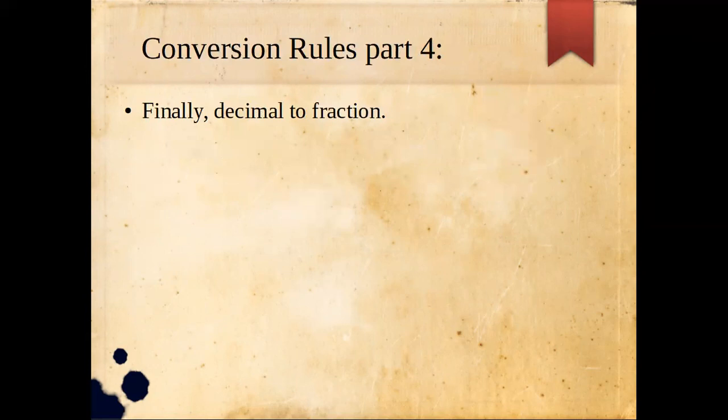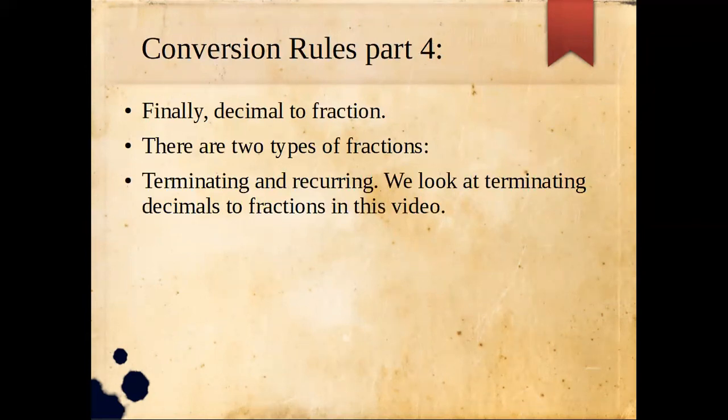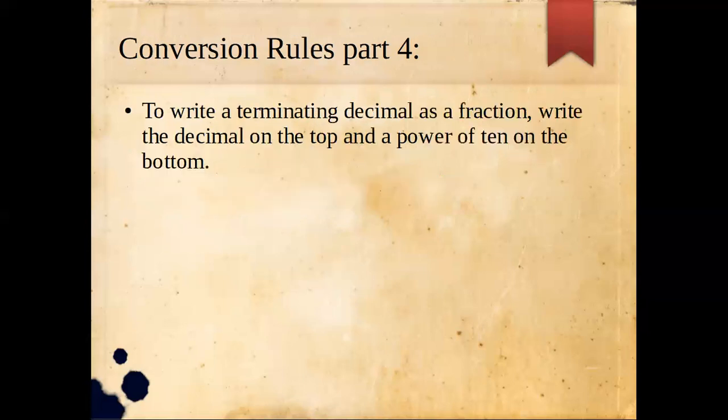Okay, finally, decimal to a fraction. There are 2 types of decimals, terminating and reoccurring decimals. We look at terminating decimals to fractions in this video. So a terminating decimal is a decimal that ends, okay? So it doesn't go on forever.